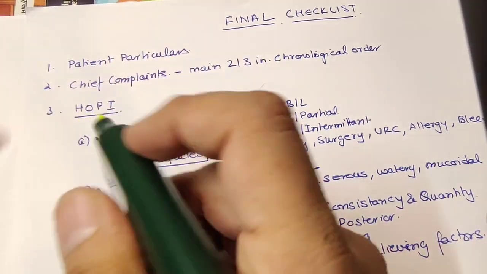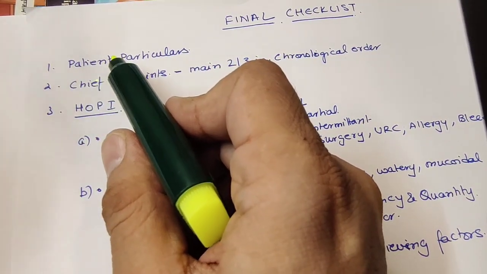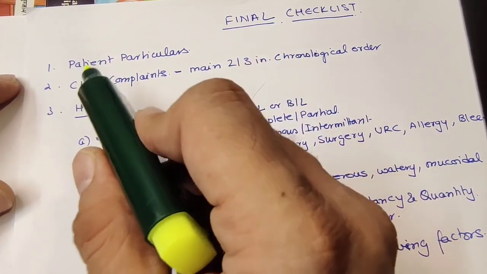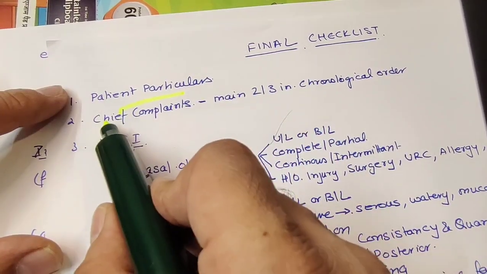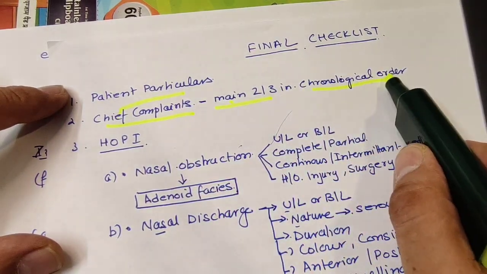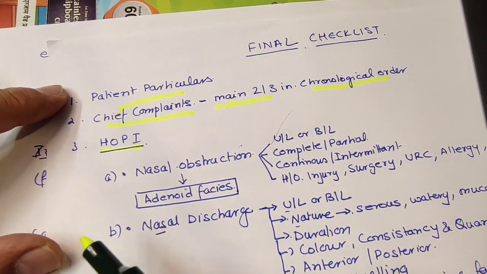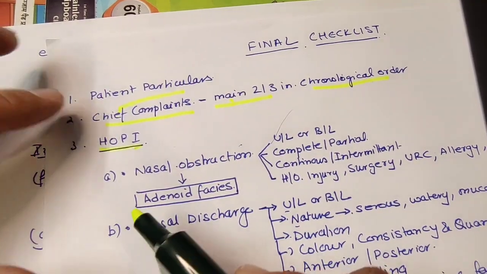so here's the final checklist of the history of a patient who's got a nose problem, that you start with the patient particulars, followed by the chief complaints, which has to be mainly 2 or 3 chief complaints in a chronological order. The history of present illness is basically the elaboration of the chief complaints and also other complaints.